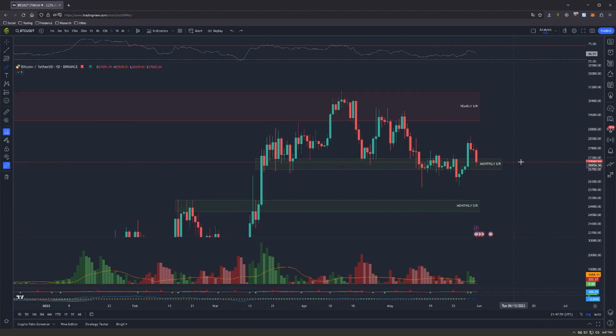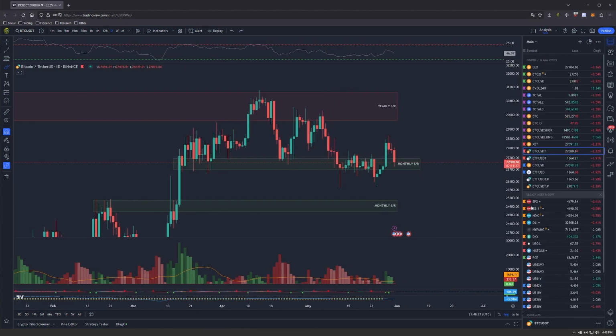But basically what you need to know is the key level that we don't want to be losing is 26K at this point. We don't want to see a close below 26K. If that happens, we're definitely moving down to retest our next major monthly level, which is right around 25,000.